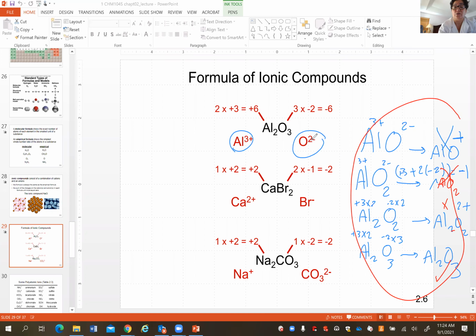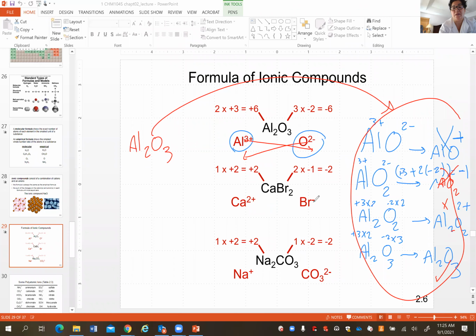Okay, so you are going to use the superscript of the anion as a subscript for the cation, and the superscript for the cation as the subscript for the anion, without bringing the sign. So you just say Al2O3. This is the shortcut to what you had before.